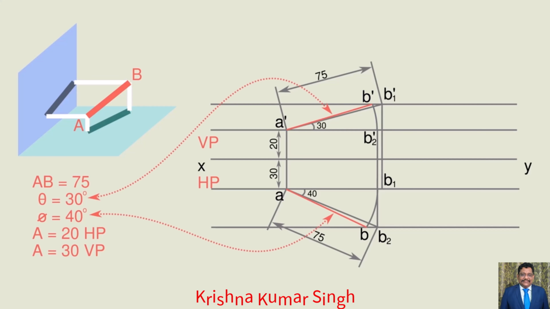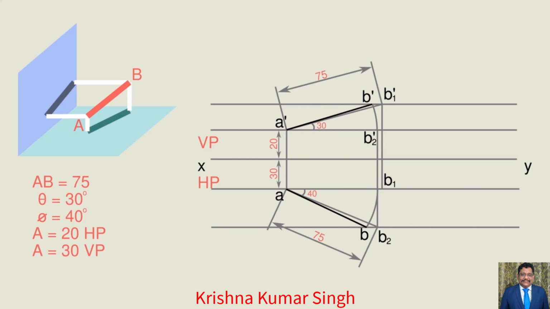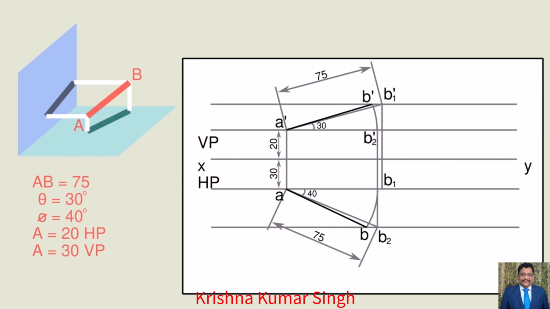This is how we get the apparent views from the given true inclinations. The lines A dash B dash and AB are the final projections drawn on the drawing sheet. Mark the given dimensions as given. Measure the apparent angles if necessary. The required orthographic projections have been made by using the above procedure.